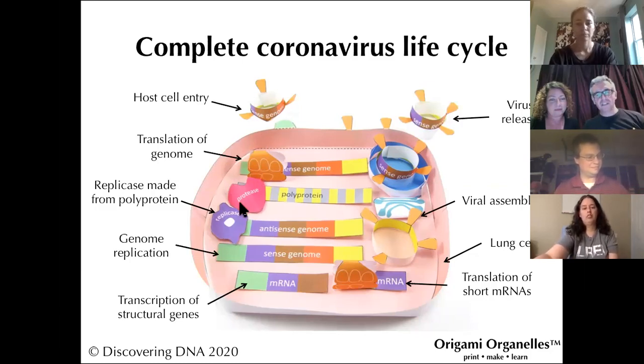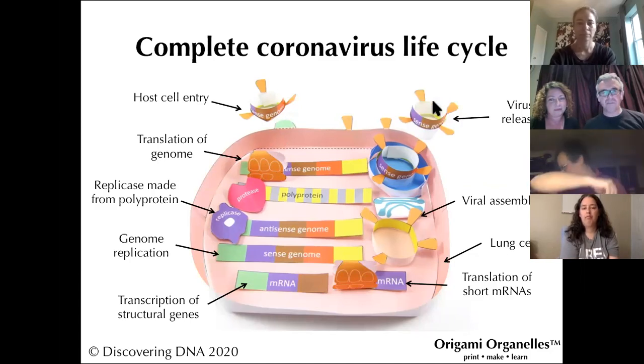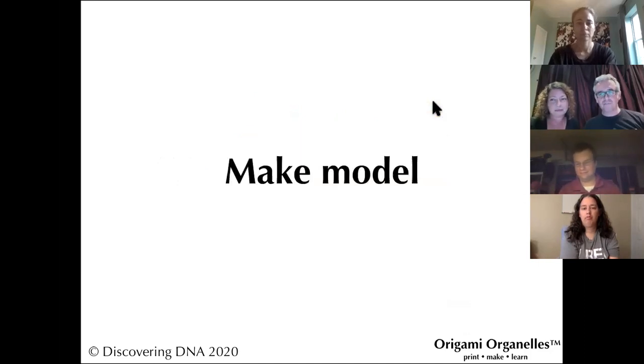And then it goes through a series of steps, translating the genome, producing messenger RNA, packaging the viruses, and producing the kind of baby viruses at the end of the cycle. So that's how we'll work through it.